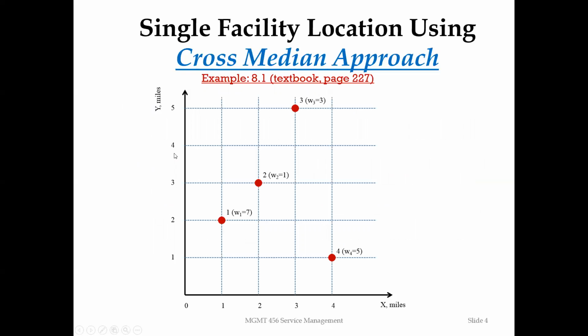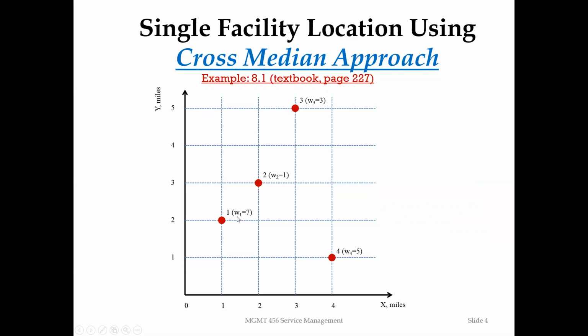So here, this is the area. In this region, we have 4 different locations. You can view these 4 different locations as customer locations or customer areas, or you can view them as 4 different cities or 4 different communities. So I have city 1, city 2, city 3, and city 4.